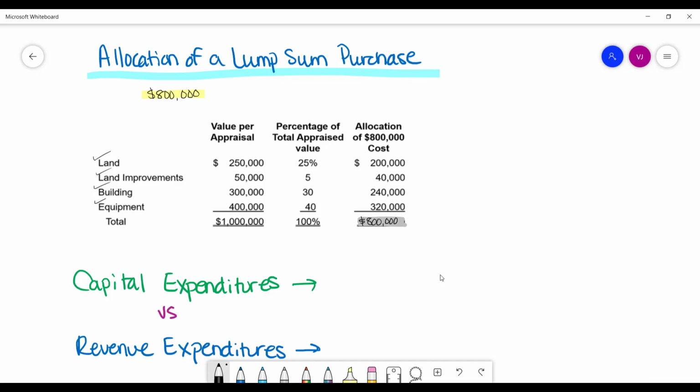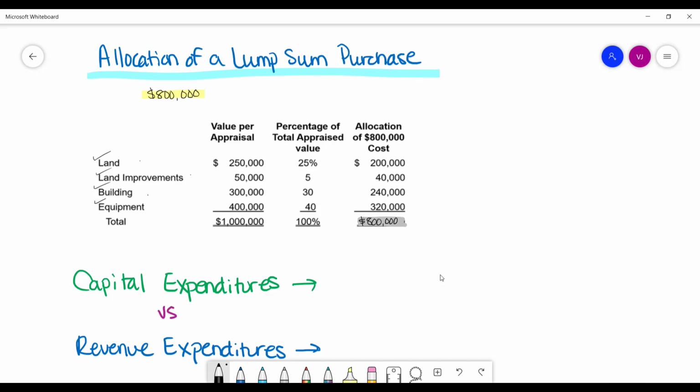So if you don't know how much of that $800,000 is attributable to each of these on their own, that's when an appraisal will become very useful. So in this case, we would have to have each of these items appraised. When they appraised each of these items, they appraised the land at $250,000, the land improvements at $50,000, the building at $300,000, and the equipment at $400,000. So overall, everything purchased had an appraised value of $1 million.